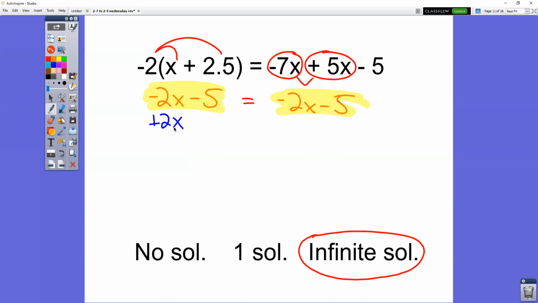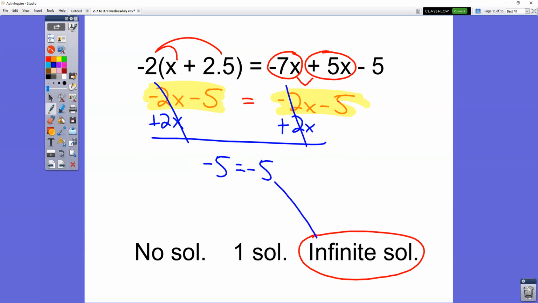The next step would have been doing plus 2x and plus 2x. Goodbye, goodbye. All that you're left with now is -5 equals -5. So all the letters canceled out and you're left with the same number on both sides. So that is also infinite solutions. So that was 2.7 and 2.8.